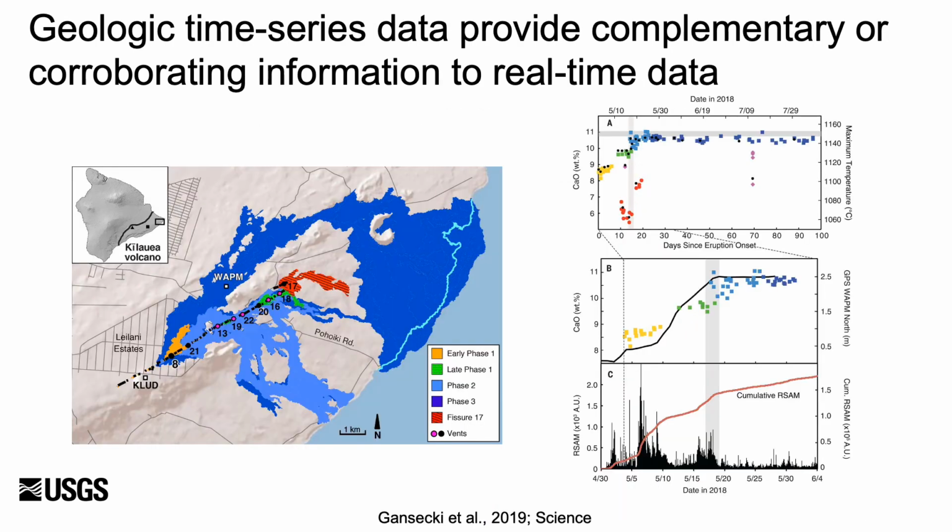One of the reasons I chose to highlight Kilauea, however, is to show that geologic time series data can be as powerful as other data types for understanding ongoing eruptive processes. As described by Gansecki et al. 2019, changing compositions of erupted lava from fissures showed tapping and then flushing of residual magmas within the lower East Rift Zone. Eventually, new summit-derived magma dominated the eruptive products, as shown in blue on the upper right.